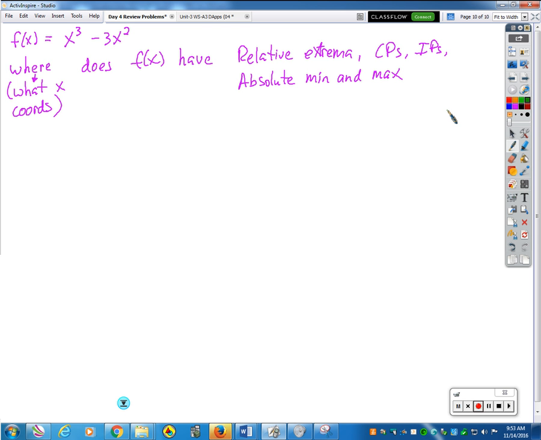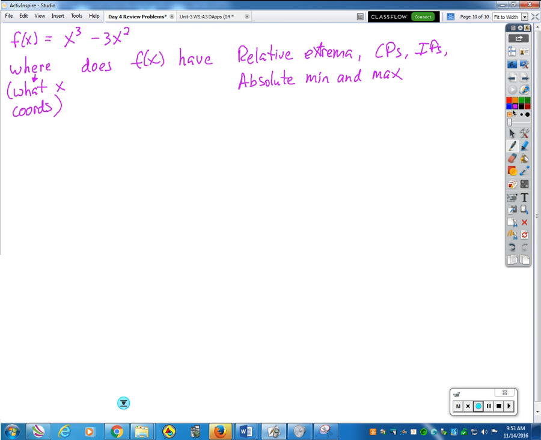So if the graph goes on forever both ways, it can only possibly have one of the absolute mins or maxes. You can only have either an absolute min or an absolute max because it's moving along either way. You've got the right idea.